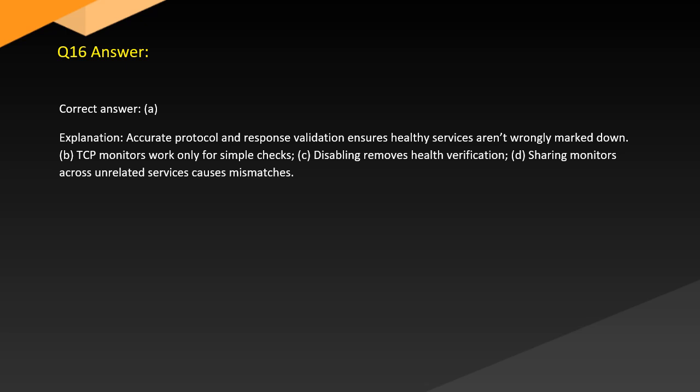Answer. Correct answer: A. Explanation. Accurate protocol and response validation ensures healthy services aren't wrongly marked down. B. TCP monitors work only for simple checks. C. Disabling removes health verification. D. Sharing monitors across unrelated services causes mismatches.